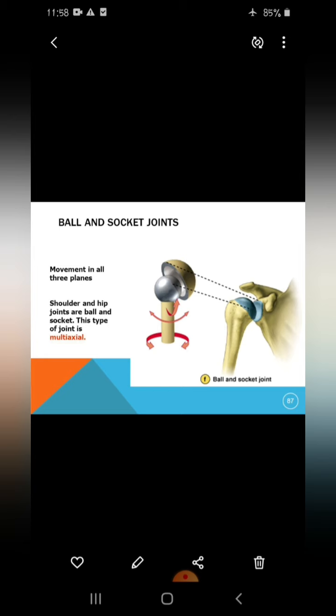This joint is placed in our shoulder. The shoulder is like the bowl, and the arm bone is like the ball. By this arrangement we can rotate our hand very freely in all directions.